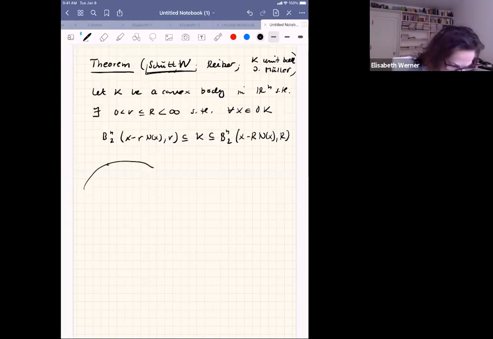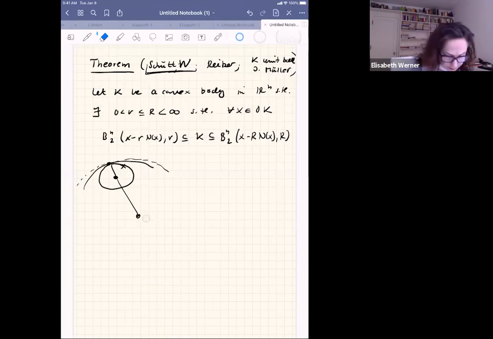So we need some smoothness assumptions on the boundary. We'll find a little r so that the ball that's centered here at x minus r nx is contained in the body, and we'll find a capital R so that the big ball centered here contains K. And that should happen for every boundary point. So we need some smoothness condition. One can show that this smoothness condition is weaker than C2 plus.